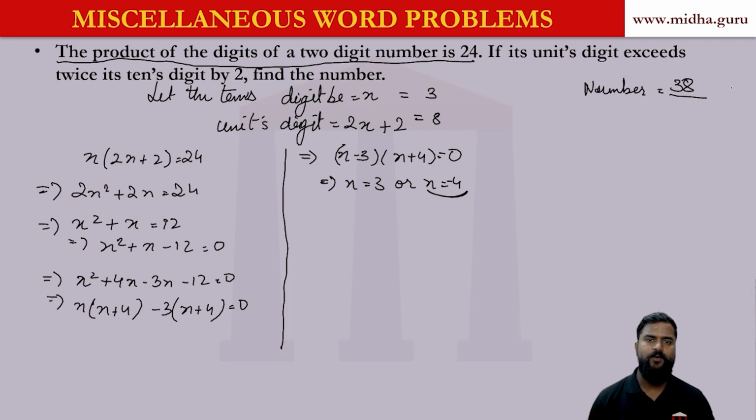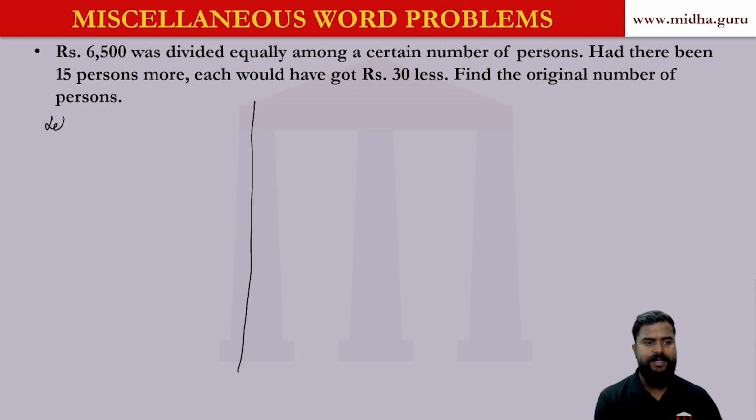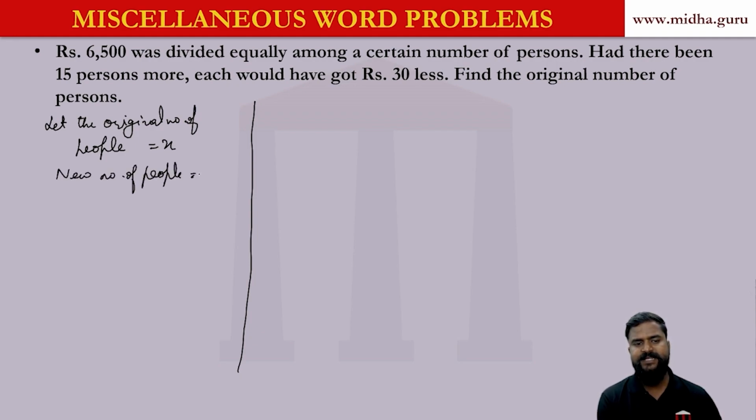So now let's see one last example. It says rupees 6500 was divided equally among a certain number of persons. Had there been 15 persons more, each would have got rupees 30 less. Find the original number of persons. So we'll take, let the original number of people be x. So the new number of people is x plus 15.